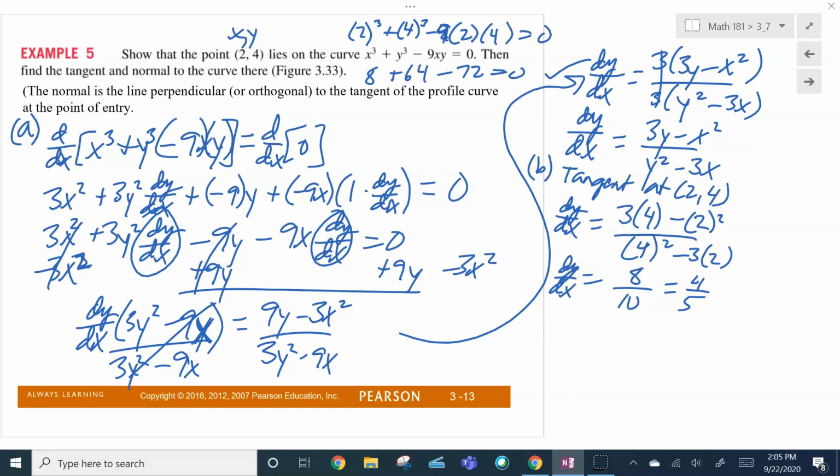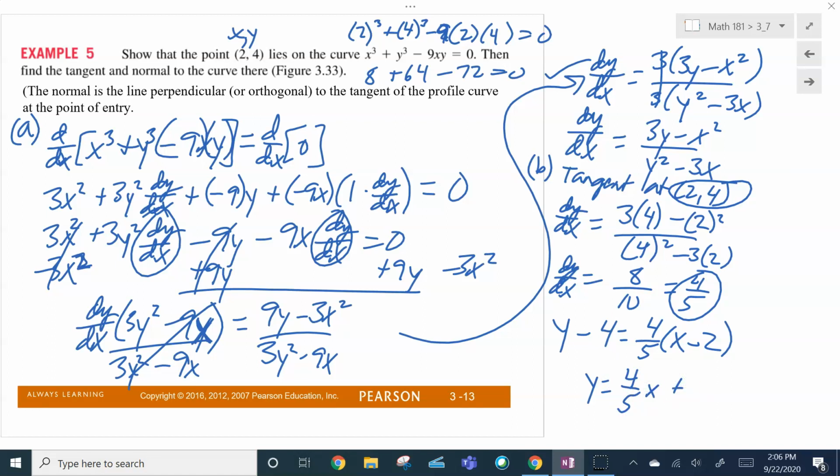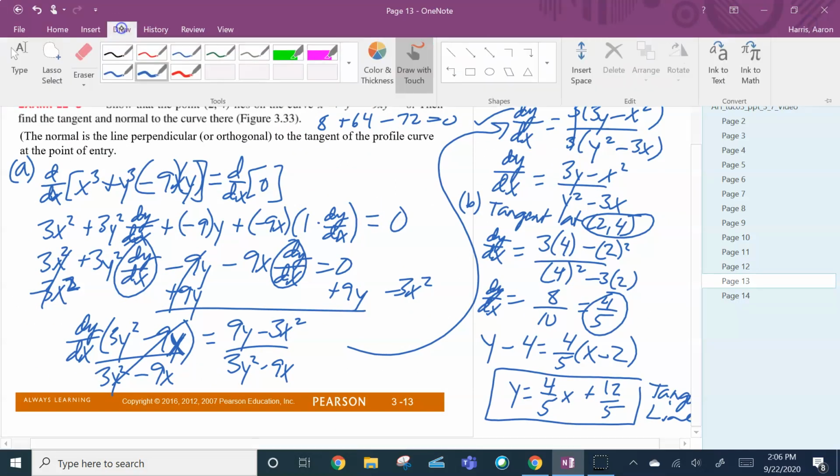So then we have the point, and now we've got the slope, right? Here's our point, here's our slope, so y minus y1 equals m times (x minus x1). So y ends up being 4/5 x plus 12/5. Okay, that's the equation of the tangent line at (2, 4).